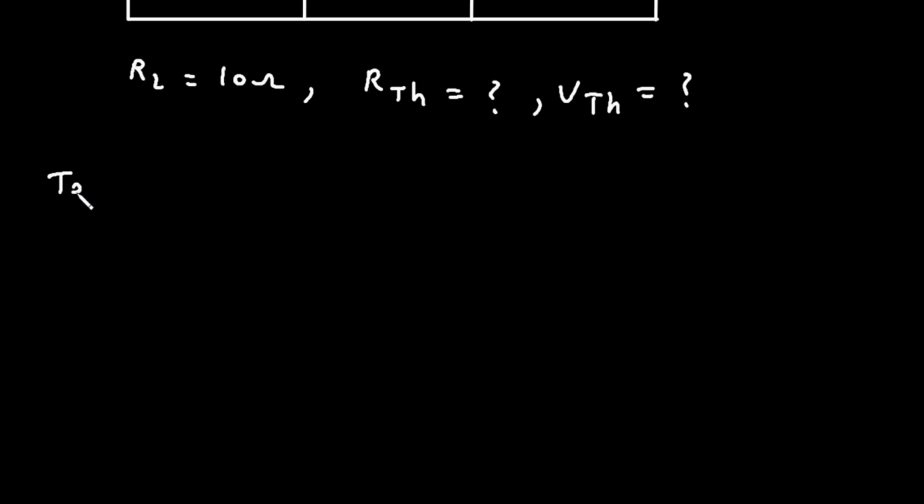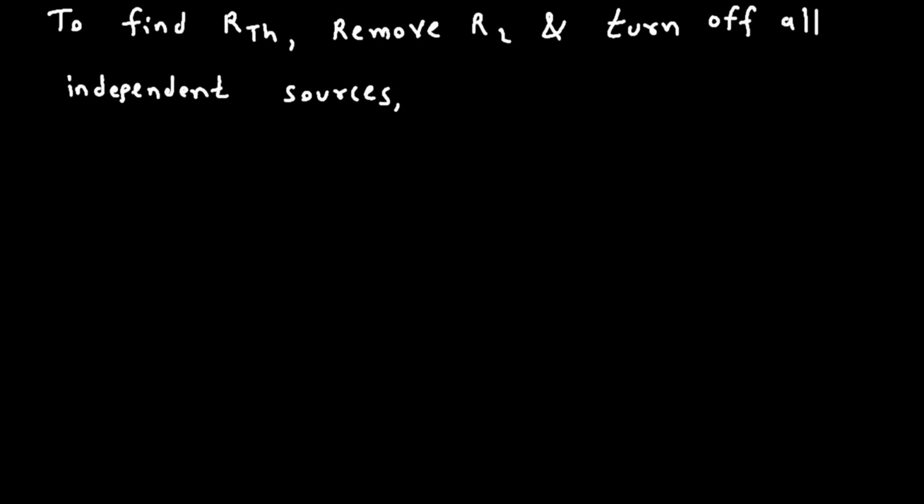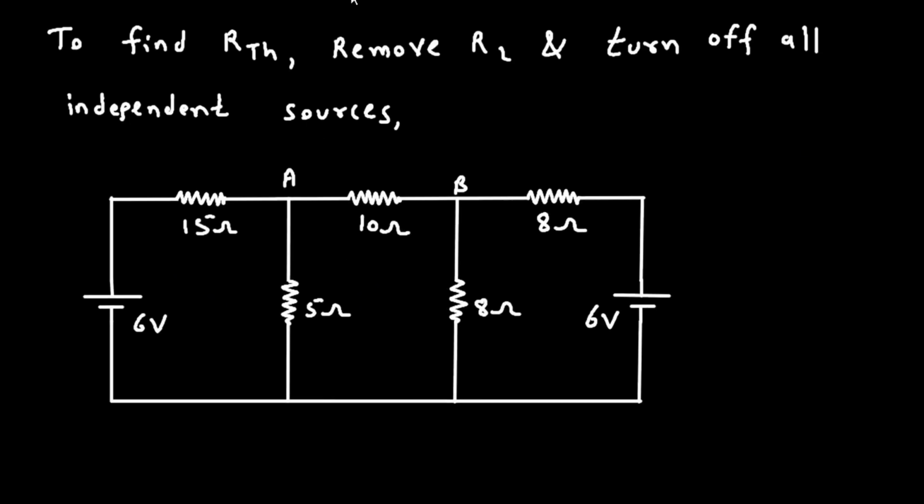So to find RTH, what we will do? We will remove RL and turn off all independent sources. So here let's remove RL. So here this is our RL. Now this will be removed from here, and now this will be our RTH. And also we have to turn off all the independent sources.